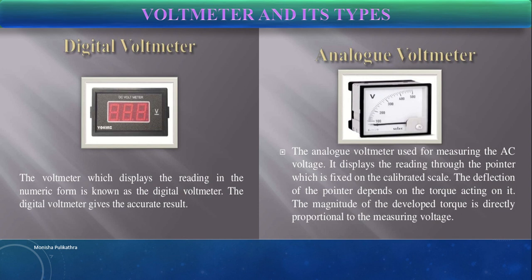Then we should know what types of voltmeters there are. One is the digital voltmeter and the other is the analog voltmeter. The voltmeter which displays the reading in numeric form is known as a digital voltmeter. The voltmeter which displays the reading through a pointer is the analog voltmeter. You can see a calibrated pointer there on a calibrated scale. There will be deflection of the pointer. This is called an analog voltmeter. Usually a digital voltmeter will show the exact values, the accurate magnitude.